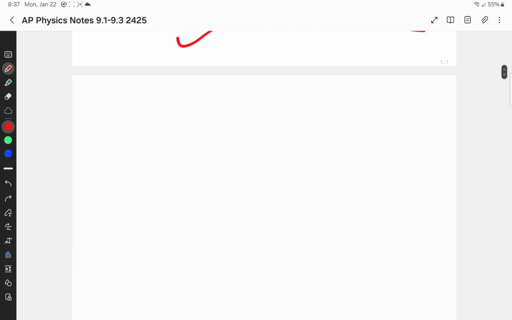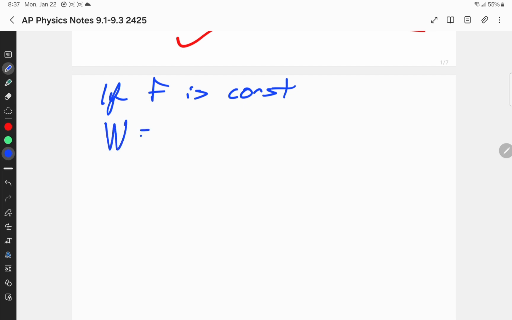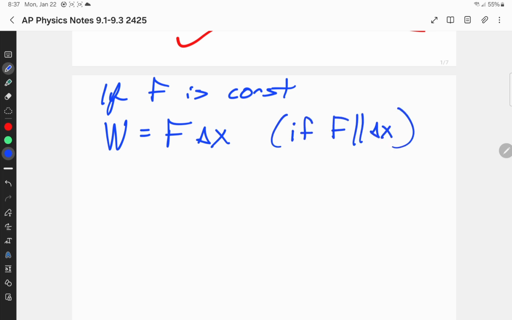So far we've learned about different types of energy, right? Kinetic energy, elastic potential energy, gravitational potential energy, and we've learned how to calculate work, all right? So we've learned that if your force is constant, then you can calculate the work done by a force by multiplying the force by the displacement. And this is assuming your force is parallel to your displacement. And if not, then we do a little bit of trig, right? Where you split your force or your displacement up into components, all right?